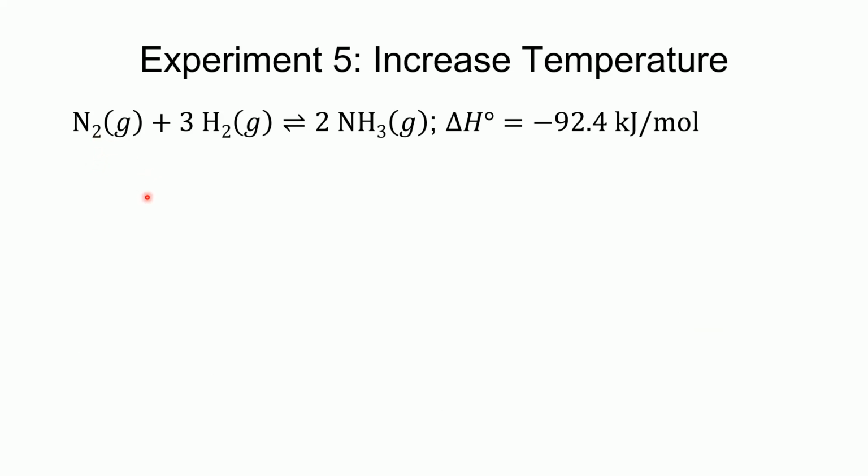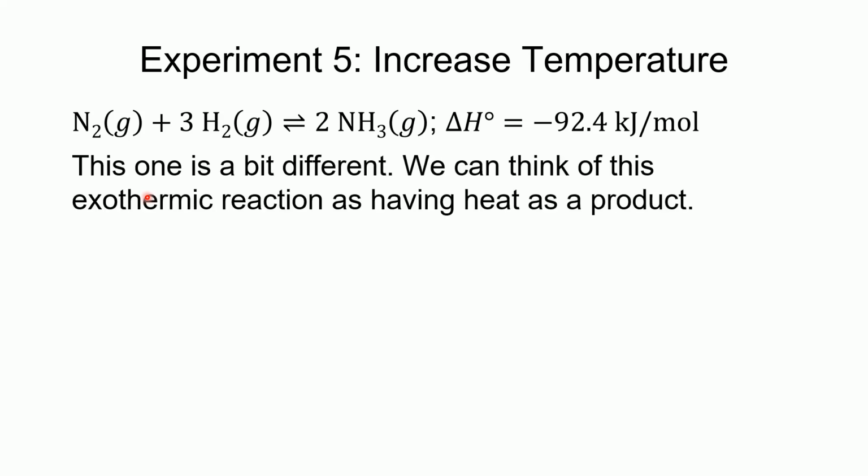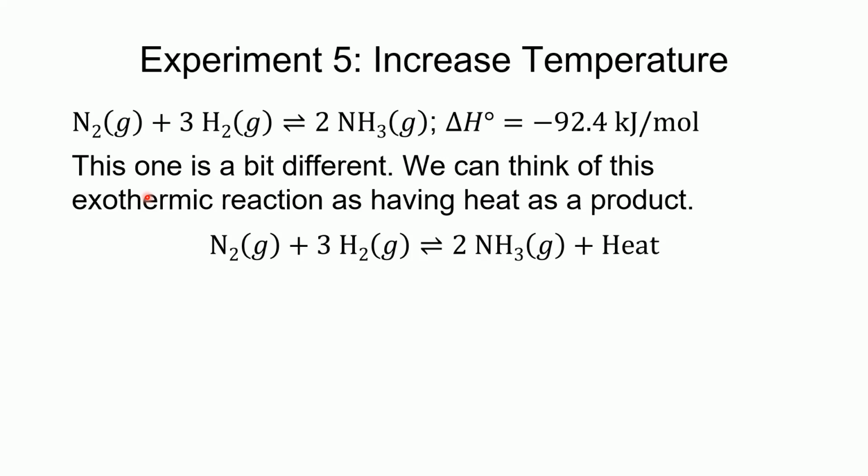Next, we want to increase the temperature because there are all types of situations where we might be interested in either increasing the temperature or decreasing the temperature. Now, this one's a little bit different, and we're going to think about it in a slightly different way. This is an exothermic reaction. You can tell because delta H is negative, and so it is an exothermic reaction. Well, one way you can think about exothermic reactions is that heat is a product of an exothermic reaction. Now, it's not literally a product, but this is an effective way of thinking about the reaction.